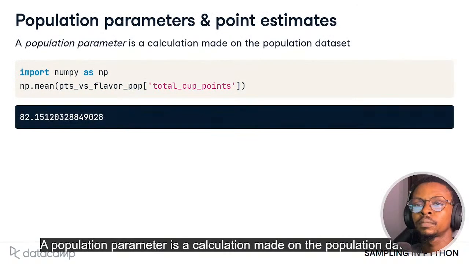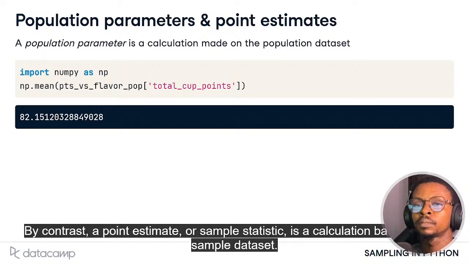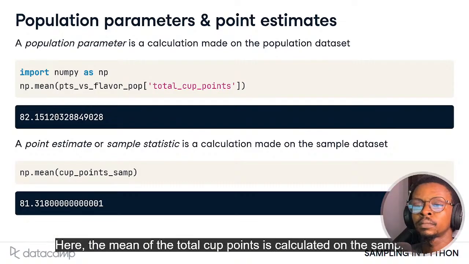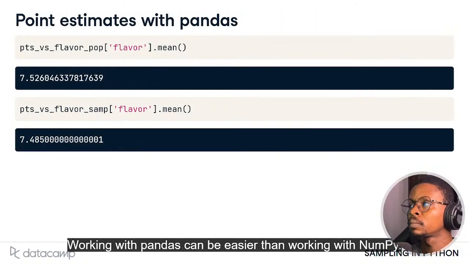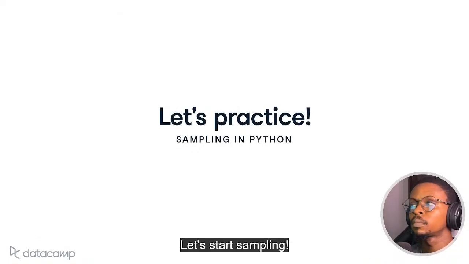A population parameter is a calculation made on the population dataset. We aren't limited to counting values either. Here, we calculate the mean of the cup points using NumPy. By contrast, a point estimate, or sample statistic, is a calculation based on the sample dataset. Here, the mean of the total cup points is calculated on the sample. Notice that the means are very similar, but not identical. Working with pandas can be easier than working with NumPy. These mean calculations can be performed using the .mean pandas method. Let's start sampling.